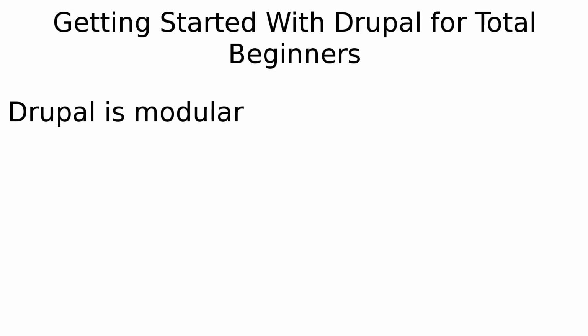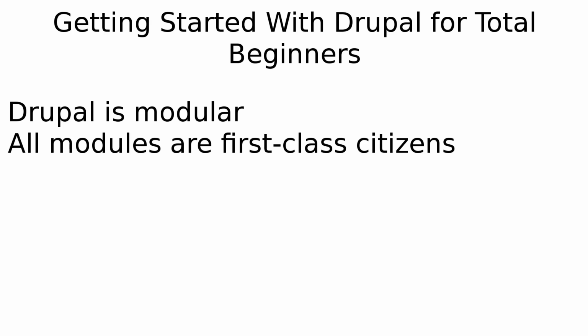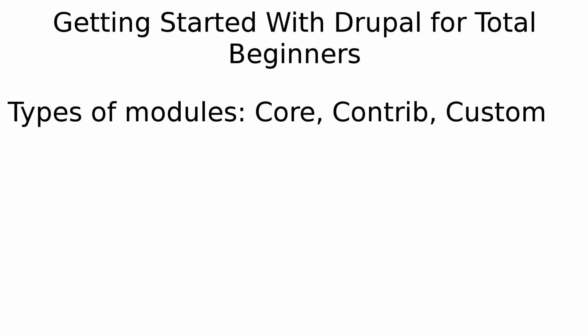The first thing to understand about Drupal is that it is based on a modular approach to providing functionality. I will elaborate on this further in another lecture. The point I want to focus on now is that every module on a Drupal site is a first-class citizen. There are no special modules that can do something that other modules cannot do. Three basic types of modules are core, contrib, and custom.